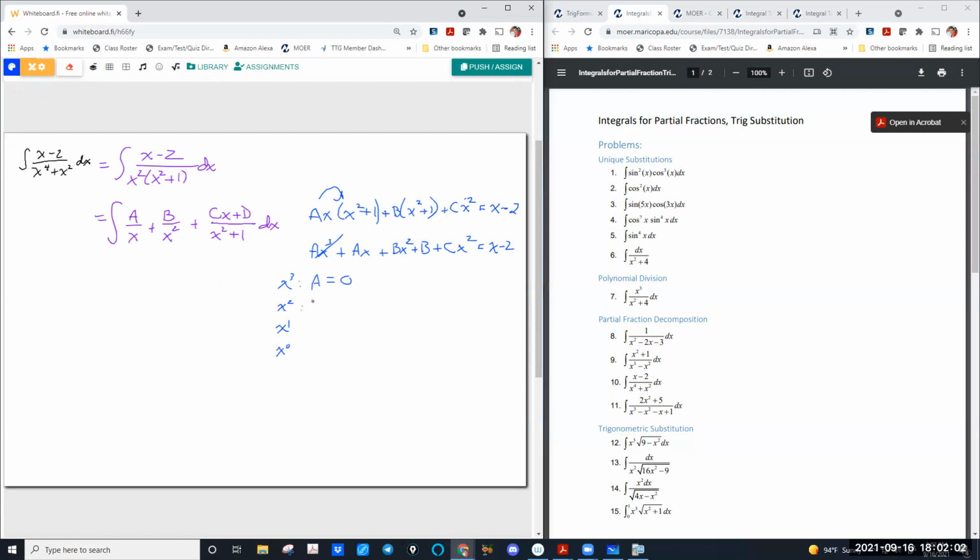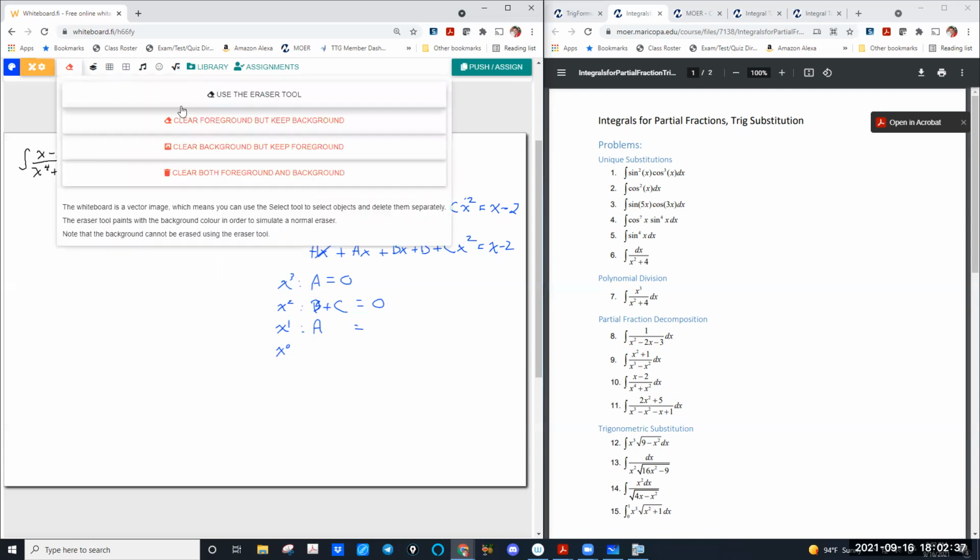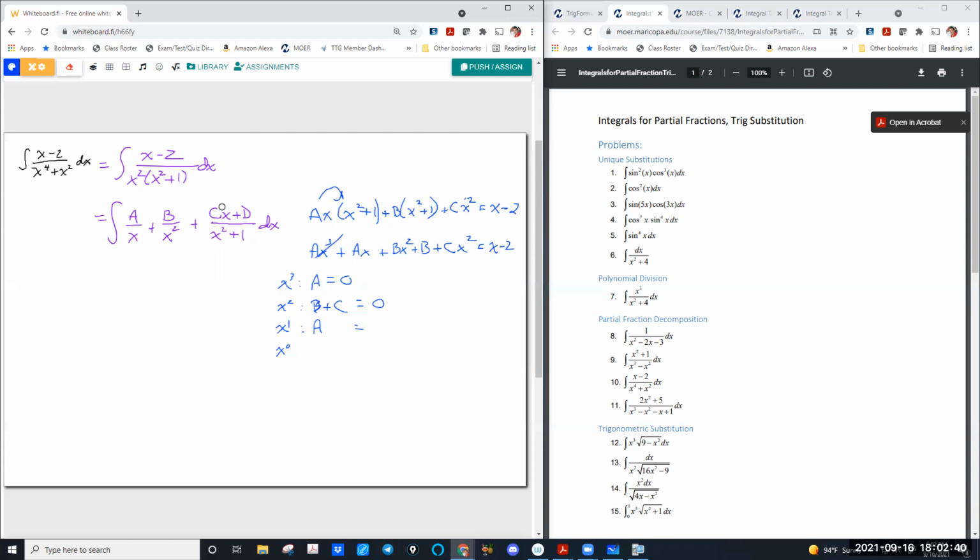The x squared, we have B, excuse me, B plus C, and there's no x squared terms, equals 0. X to the first, we have A, which we already know is 0. What did I miss here? I have a mistake in here somewhere. Oh, shoot. Sorry, guys. Oh, jeez. I was going too fast. Let me see.